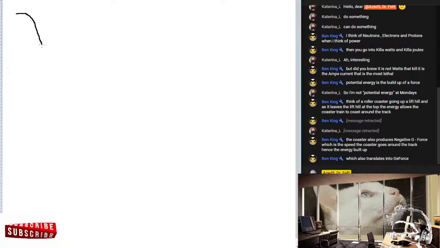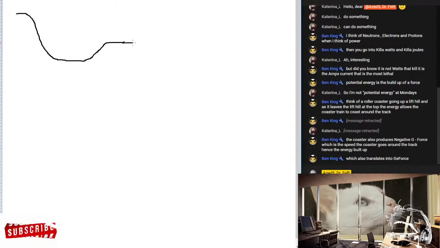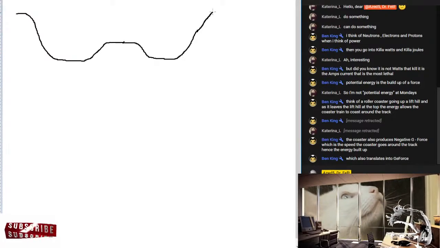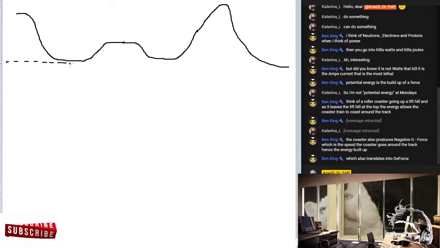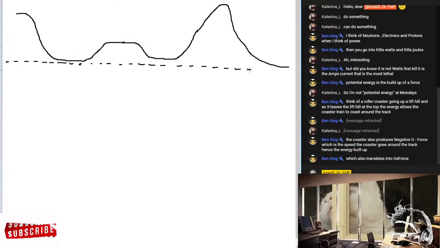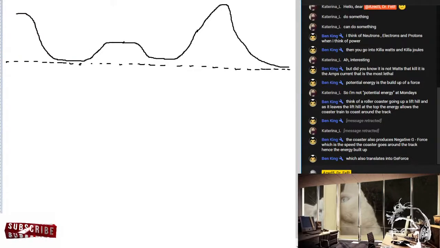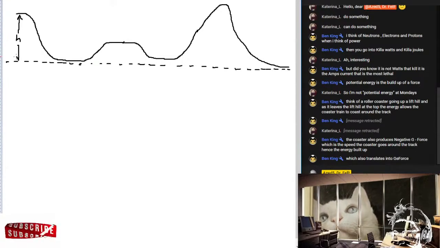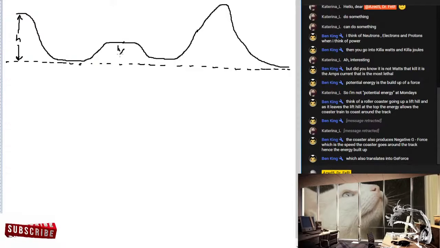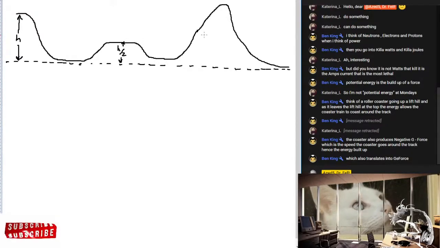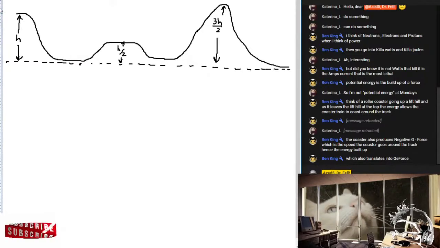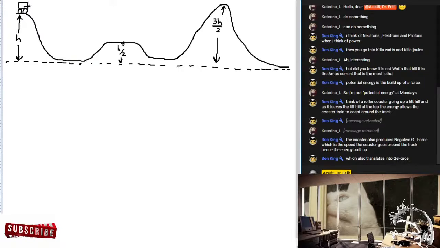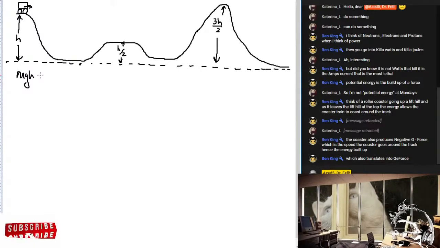So here's an example. Let's do a roller coaster. And we'll say that this is the baseline of the roller coaster. We'll call this H. This is H over 2. And we'll make this 3/2 H. So if we start here in our cart, we're going over the edge here, we have mgh of gravitational potential energy. So what happens then?